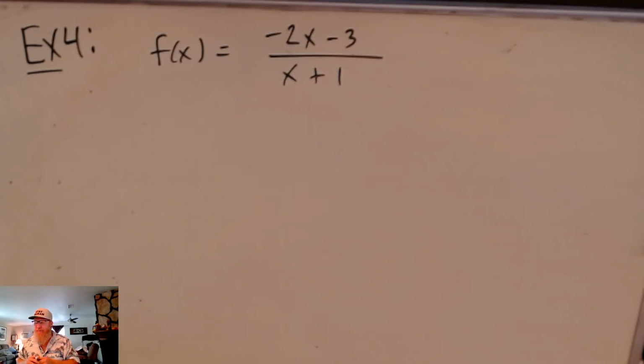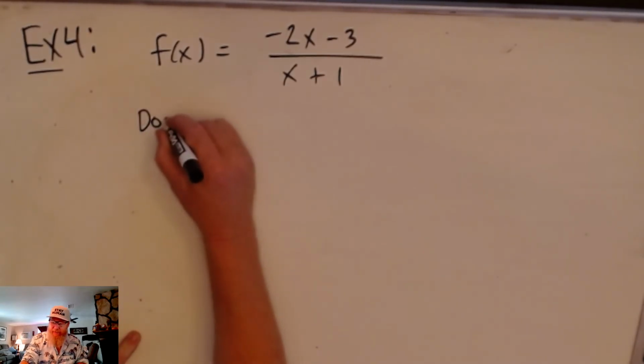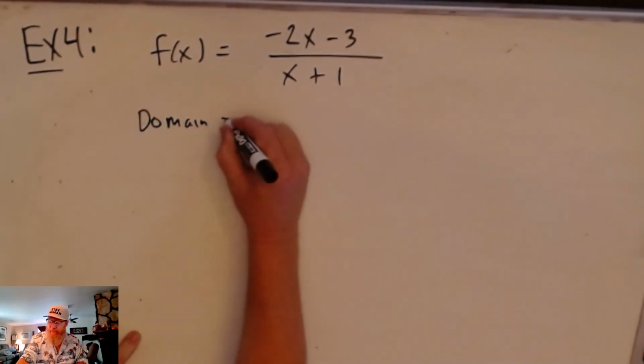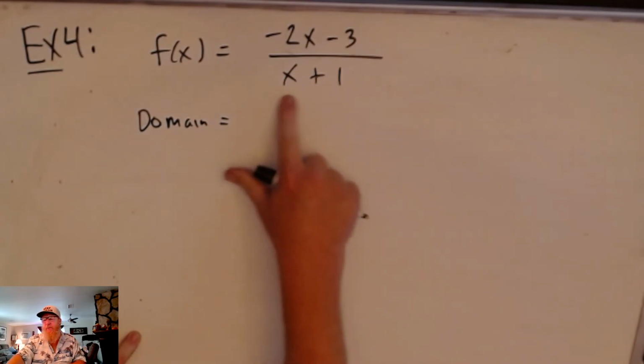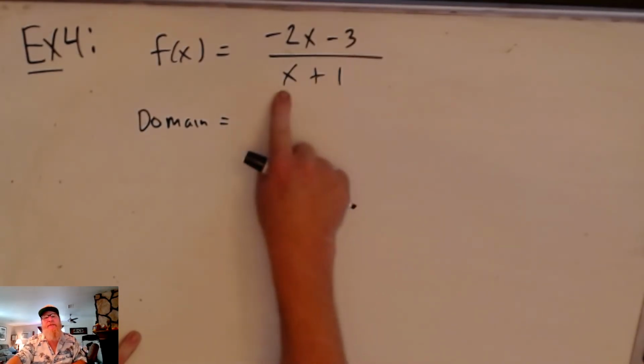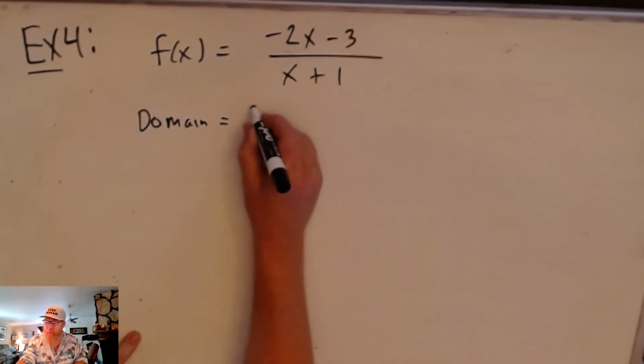Okay, so let's go ahead and do it. So let's go ahead and do the domain. After these first 3 examples, I hope you can just do it mentally, right? So x is not equal to negative 1.